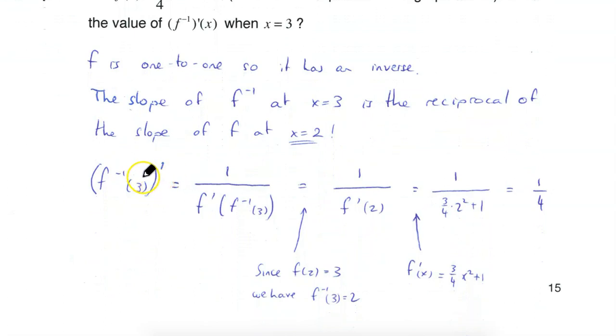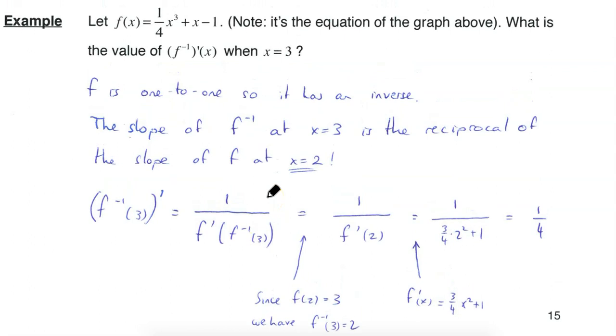f inverse of 3 prime is equal to 1 over f prime of f inverse of 3. Firstly, we are going to need to find what f inverse of 3 is, and that's not always easy in actual exercises, but we may get hints sometimes in some problem, and in this case we might realize, or we might be told, that f of 2 equals 3.